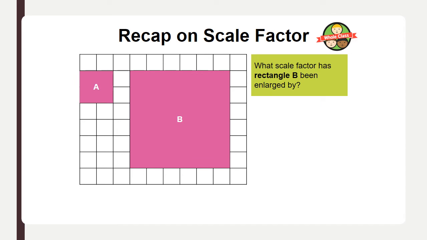So what scale factor has rectangle B been enlarged by? Look at the relationship between A and B. What scale factor has it been enlarged by? Pause the video here and write down your answer.